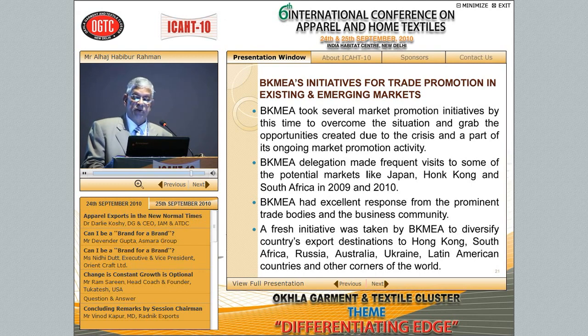A BKMEA delegation made frequent visits to some potential markets like Japan, Hong Kong, and South Africa in 2009 and 2010. We are planning to send another delegation this year at the end of October to Japan and Hong Kong. BKMEA had an excellent response from the prominent trade bodies and the business community. A fresh initiative was taken by BKMEA to diversify the country's export destinations to Hong Kong, South Africa, Russia, Australia, Ukraine, Latin American countries, and other corners of the world.